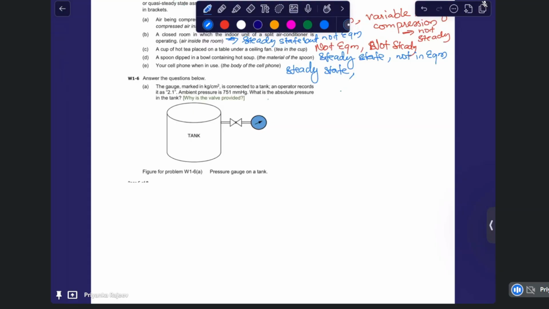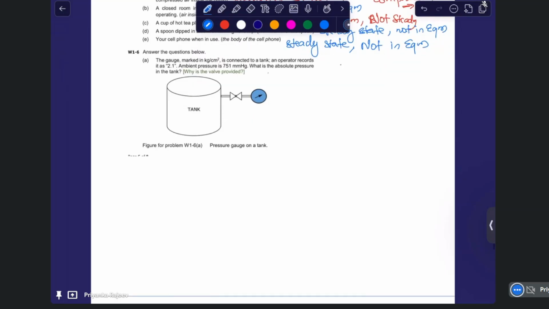And equilibrium: when we are using it, the chemical energy of the battery is converted to electrical energy, so chemical equilibrium is not there. Then slightly it will be heating up, so thermal equilibrium is not there. Mechanical, if you are moving it around, then mechanical is also not there, so thermodynamic equilibrium is not there, so not in equilibrium.